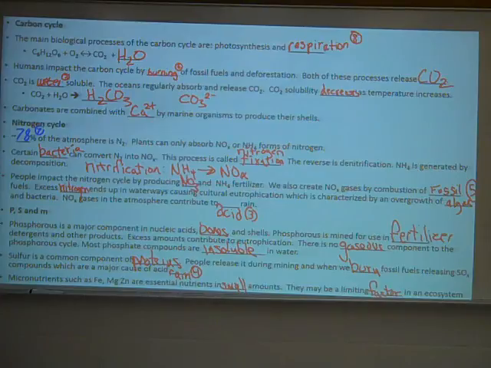Any questions about your nutrient cycles? Yeah. That one right there. Which bottom one, right? The third line in the first paragraph. Go up there, please.